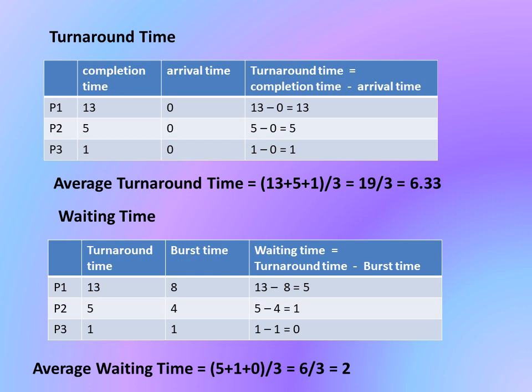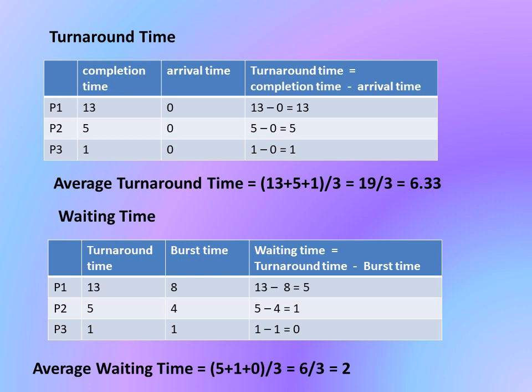In the same way, the turnaround time for P2 is 5. The completion time for process P2 is 5 and the arrival time of process P2 is 0. So 5 minus 0 is equal to 5. Thus the turnaround time for P2 is 5. In the same way, the turnaround time for process P3 is 1. The completion time for process P3 is 1 and the arrival time for process P3 is 0. So 1 minus 0 is equal to 1.